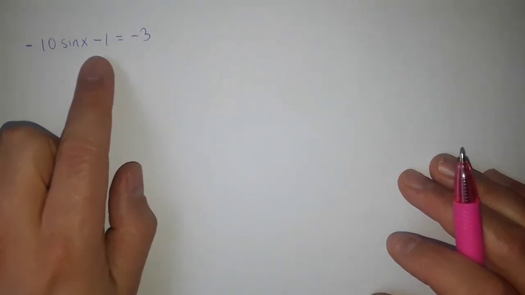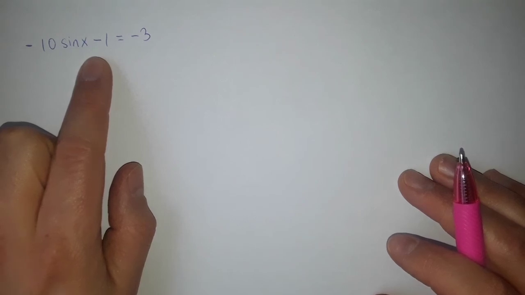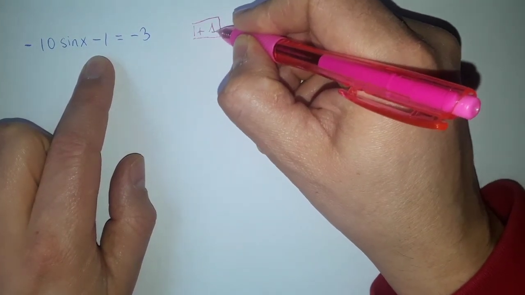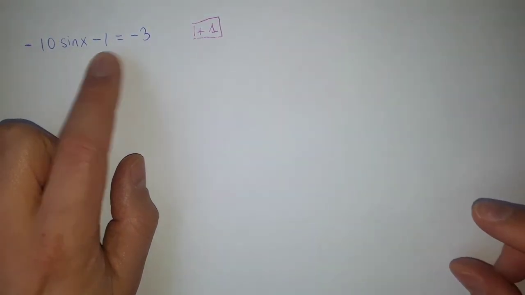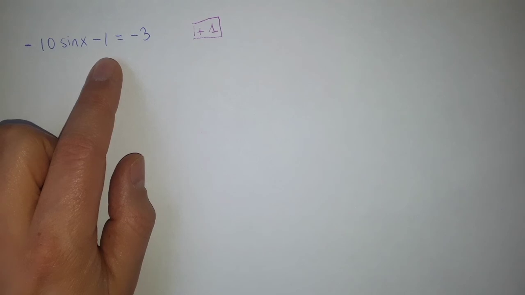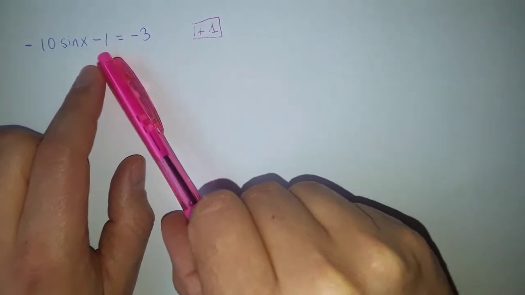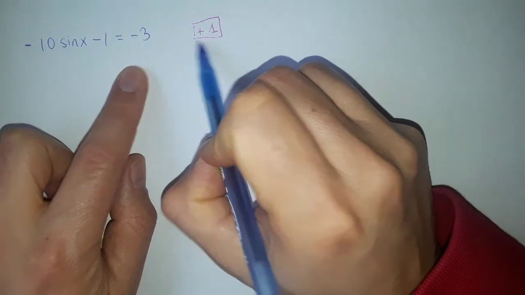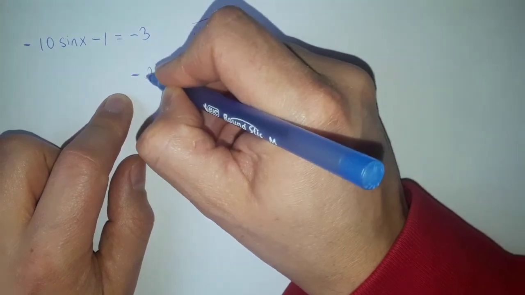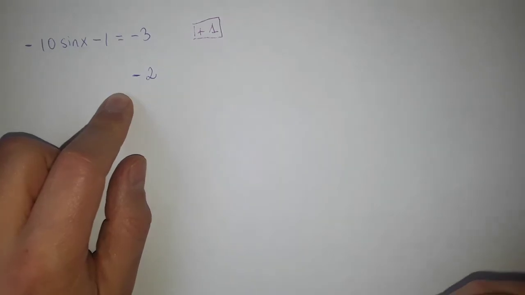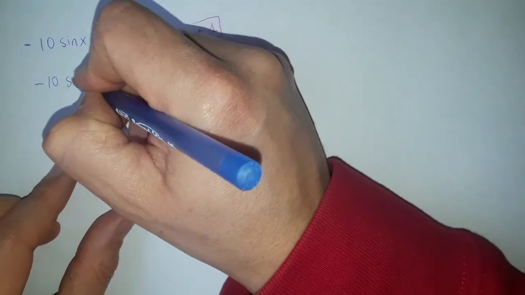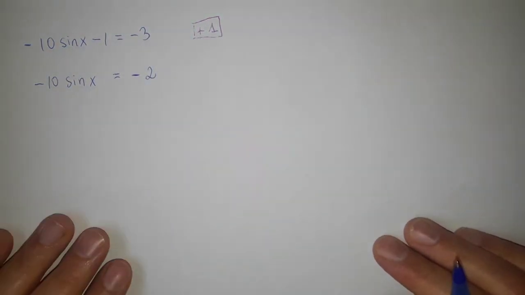The first thing is whatever has been added or subtracted to sine of x, which this time is negative 1. So we're going to do plus 1 to each side of the equation. The negative 1 and the plus 1 are going to cancel on this side, but it's going to add on the other side, right? So negative 3 plus 1 is going to be negative 2, okay? And then the negative 1 on this side disappears, and we have negative 10 sine of x, correct?